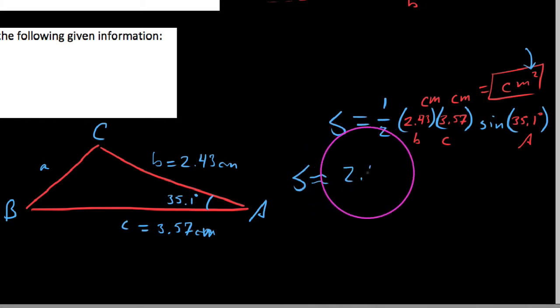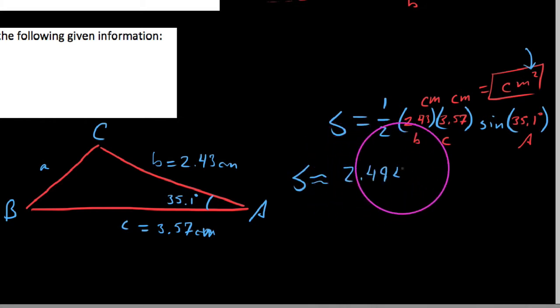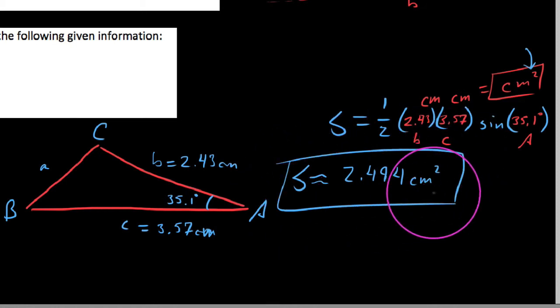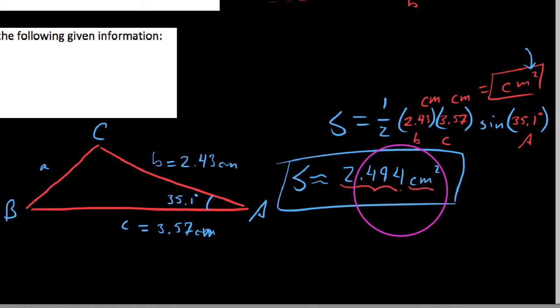So 2.494 centimeters squared. It is very important that you are labeling these with the appropriate units here. And also you'll notice that I went out one extra place value than the values that I was given. That is, our original values went out to the nearest hundredth, at least in terms of the side lengths. I went out one extra place value, so we rounded it off 2.494. And last but not least, is this reasonable? I don't know, it seems pretty reasonable to me.